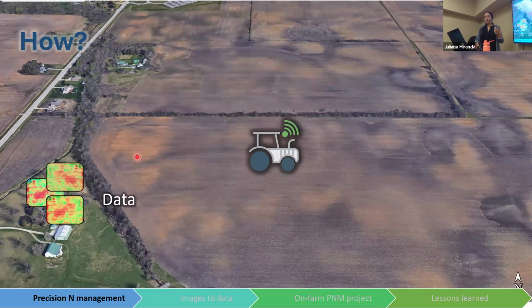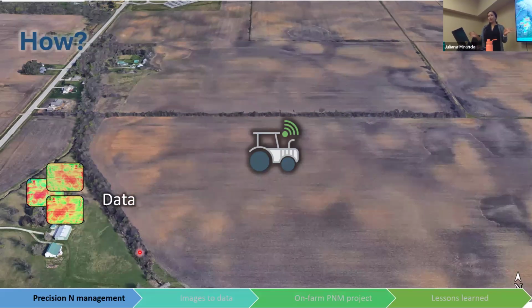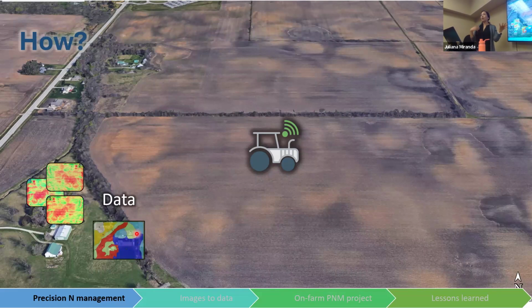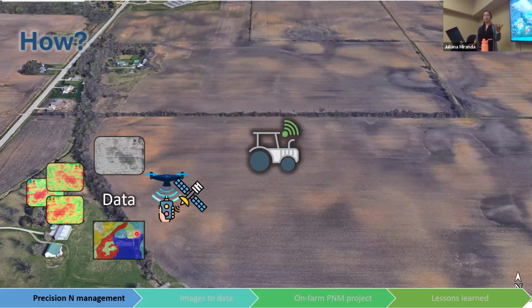Data can come from previous yield maps that you have in your farm that can tell you which zones have high yield or low yield. So everything for precision ag starts with the data. We can also use soil maps. All this data is going to help us understand our field and the variability in the field. We can have elevation maps and also data from sensors.